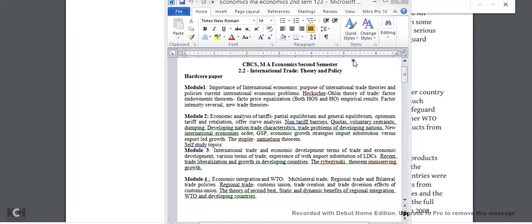So in yesterday's class I discussed the theoretical analysis of two theorems, that is the Stolper-Samuelson theorem and the Rybczynski theorem. Okay. So now let us look into this Stolper-Samuelson theorem with the help of a diagram.